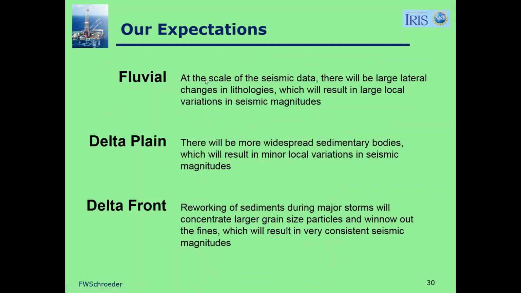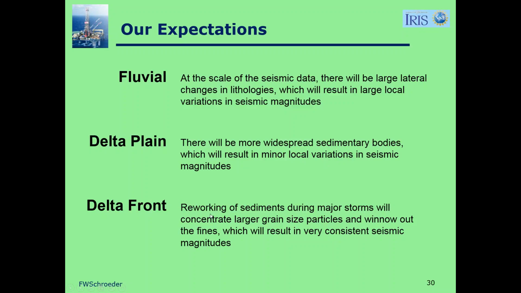So what do we expect? If we're in a fluvial environment, at the scale of the seismic data, we'd expect to see large lateral changes, as maybe we would go from a point bar into an overbank into an area in between fluvial channels. So I'd expect to see maybe moderate to large amplitudes, but the amplitudes would be broken up. They would be discontinuous. In a delta plain, those sedimentary bodies would be more widespread, and there would be less local variations, so the reflectors wouldn't be quite as broken up or disjoint.